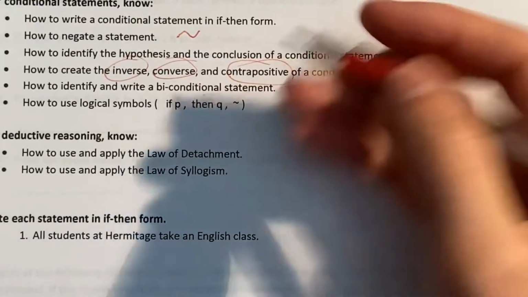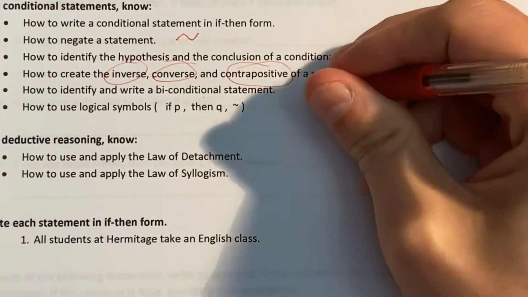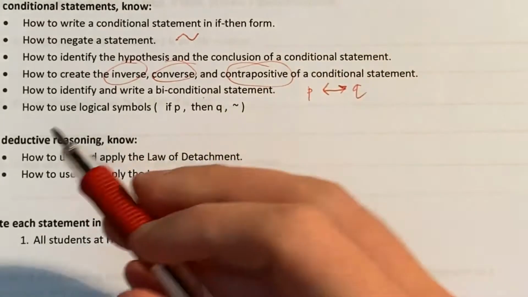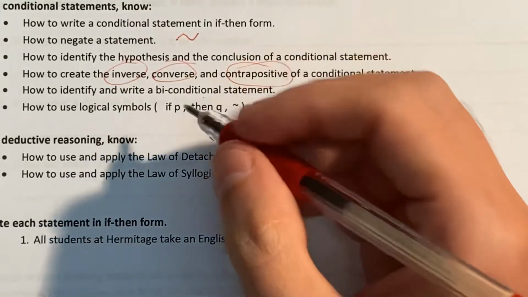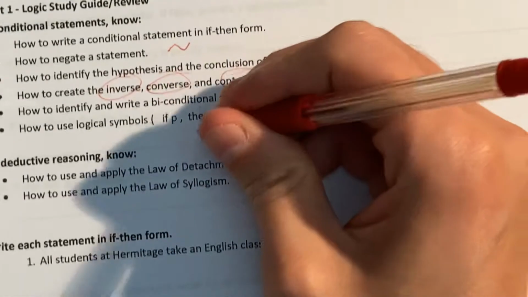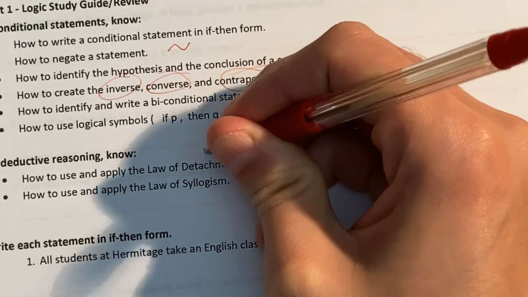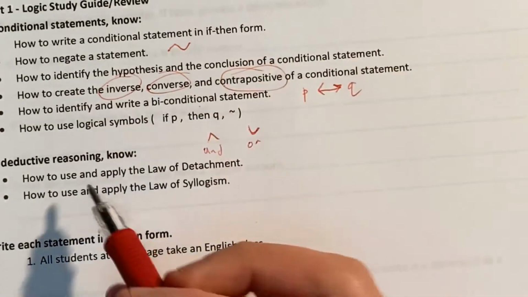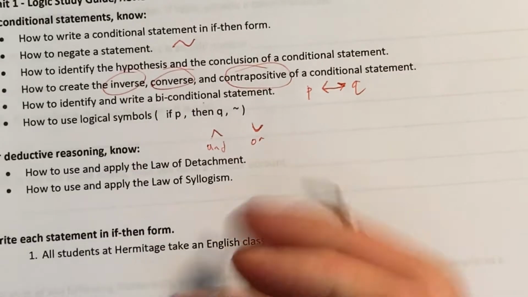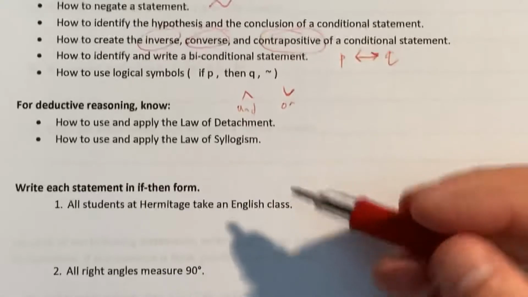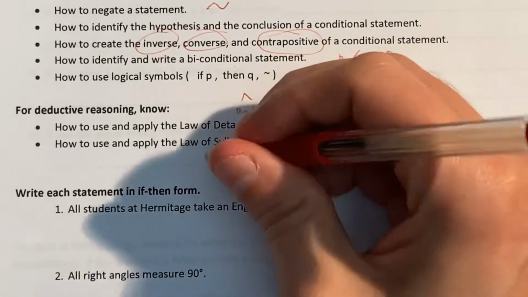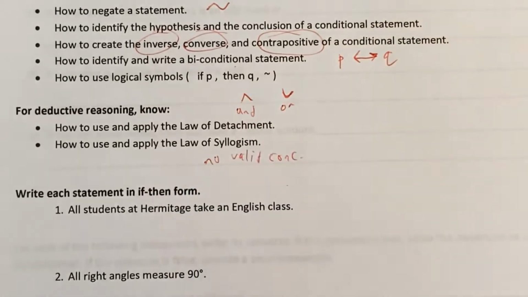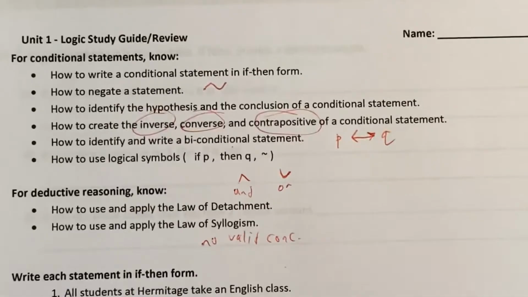Identifying and writing a biconditional. Those are the ones with the backwards arrows to show that it's true forward as well as backwards, and how to use the logic symbols. If P, then Q, with the little tilde for not. There was the and there was the or, that kind of stuff. And for deductive reasoning, just the law of detachment and law of syllogism, or neither. Because remember, if it's neither of those, you would write no valid conclusion. So that's just the quick of what is on it.